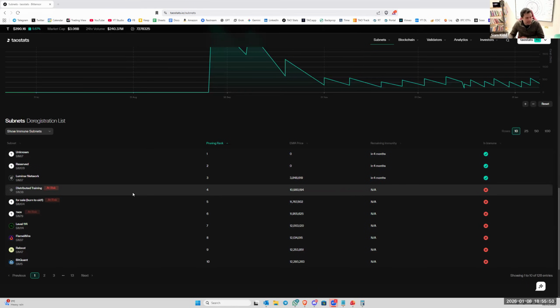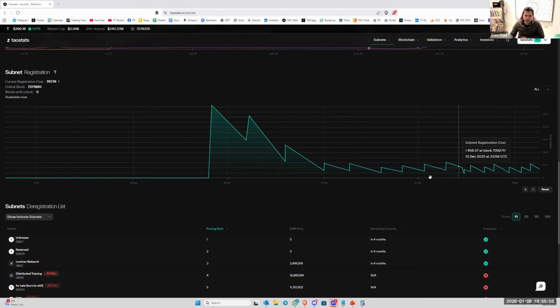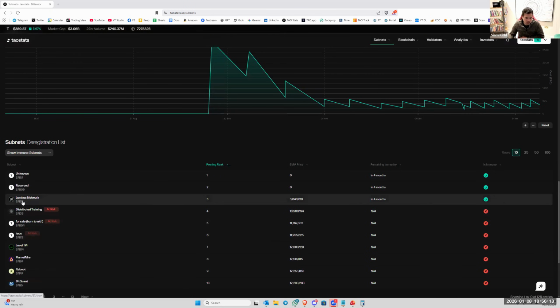Also, it's like reincarnation to a degree, because this chart here shows us how much it costs to buy a new subnet slot. So every time you see a vertical line here, it means someone's bought a subnet slot. So the last time someone bought a slot was the 5th of January, so 3 days ago, and they bought it for 279.66 Tau.